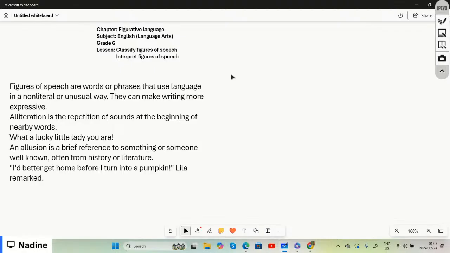So we're going to classify figures of speech and interpret figures of speech. So when it comes to a figure of speech, a figure of speech is words or phrases that use language in a non-literal or unusual way. When we say non-literal, it means that it's not like if I say something and then you need to directly take whatever the response is.